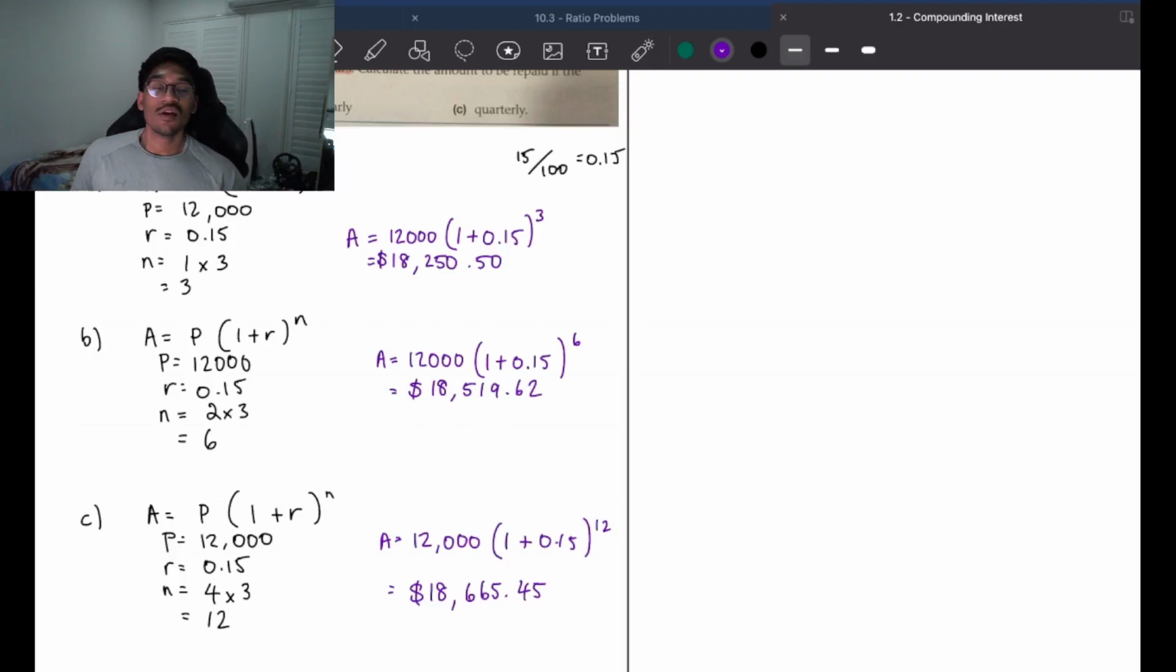Again, you pop that in your calculator, you get $18,665.45. What I want you to take away from this is the more it compounds, the more interest you either pay or the more interest you earn. So in a loan, you want it to compound less, but if you're putting money into the bank as an investment, you want it to compound more frequently because then you're making more money because you're earning interest on top of that interest you earned.